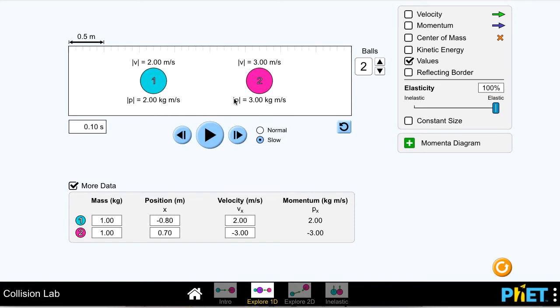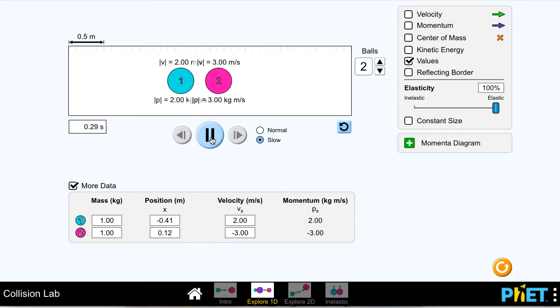Now imagine that you were standing on this particle and watching what was happening. Although you're moving at 2 meters per second and the other is moving at 3 meters per second, it would look to you like this particle was moving to you at 5 meters per second. And the same would be true if you were standing on this particle and looking at the other. So their relative speed, or their speed of approach, is 5 meters per second.